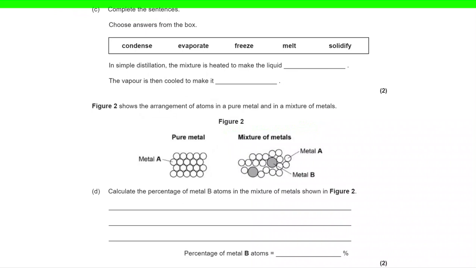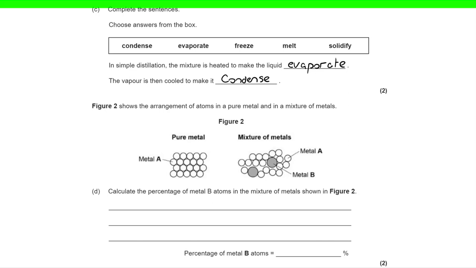Moving on to part C, and we are using words from the box to complete the sentences. In simple distillation, the mixture is heated to make the liquid evaporate, and the vapour is then cooled to make it condense. And when we are doing distillation, in almost all circumstances it will be evaporation followed by condensation. There are very limited places where it might be we condense and then we evaporate. That's if we're separating gases.